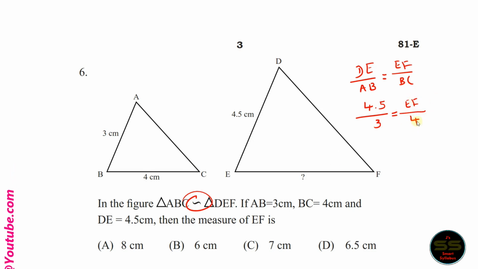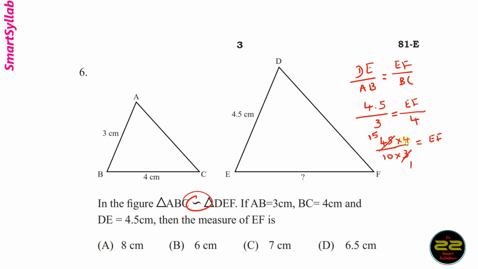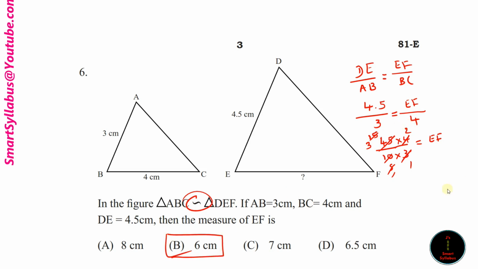Now we need EF. Cross multiply this 4 to the other side. So what do we get? This 4.5 can be written as 45 by 10. The denominator is already having 3. Now this 4 comes on the other side, into 4, that is equal to EF. We need to just solve this one simple sum. As you can see, 3 fifteens are 45, so 15 comes. Again, 2 twos are 4 and 2 fives are 10. 5 ones are 5, 5 threes are 15. It means the remaining numbers are 3 and 2. So just multiply, 3 twos are 6. It means option B is the correct answer, that is B, 6 centimeter.